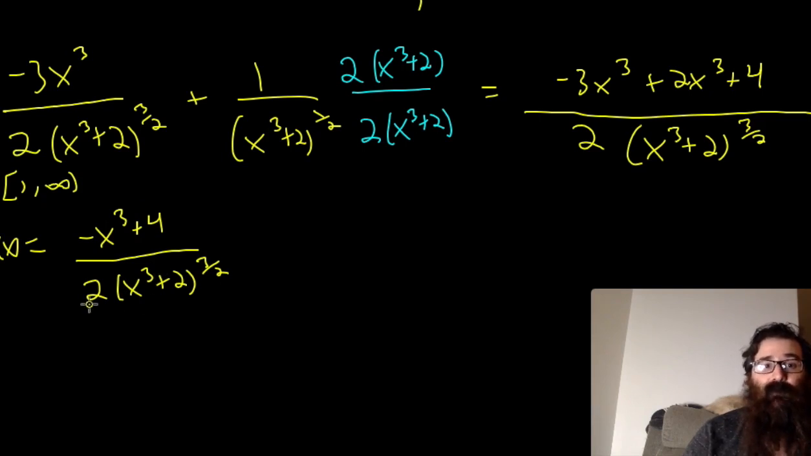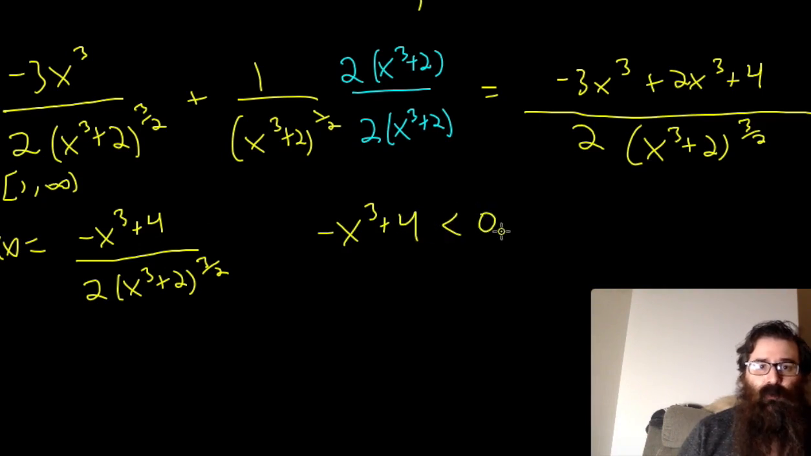So since the denominator is already positive, if the numerator is positive, the whole situation is positive. If the numerator is negative, the whole thing is negative. So I just really need to focus on the numerator. I'll say, well, when is this negative? When is negative x cubed plus 4 less than 0? If I add x cubed over to the other side, then 4 must be less than x cubed. And this isn't always true, right?